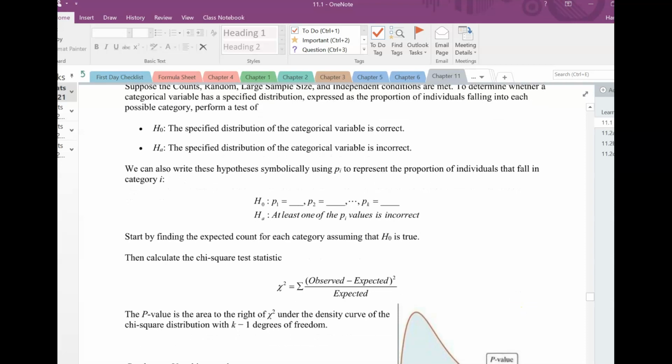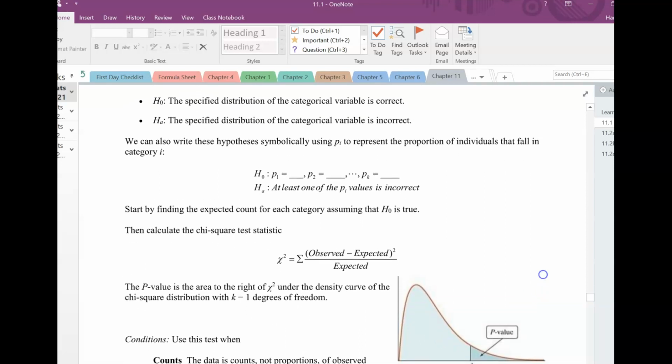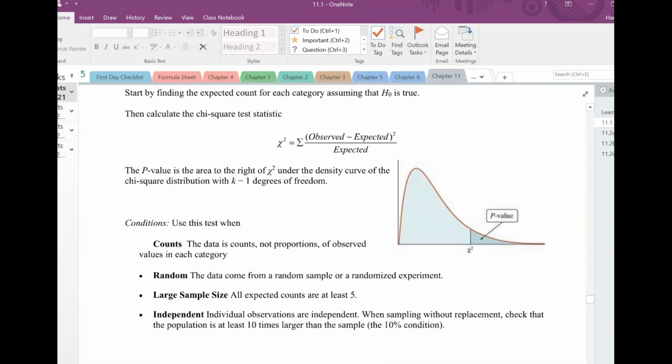When you go through the test, so you've gone through the conditions, stated the hypotheses, to actually do the test, you need to make sure that you have the expected counts, and then you're going to calculate the chi-square test statistic according to the formula. You're going to then find the area to the right on that chi-square distribution with k minus 1 degrees of freedom, where k is the number of categories that you have. And then here at the bottom, it just restates those conditions again.